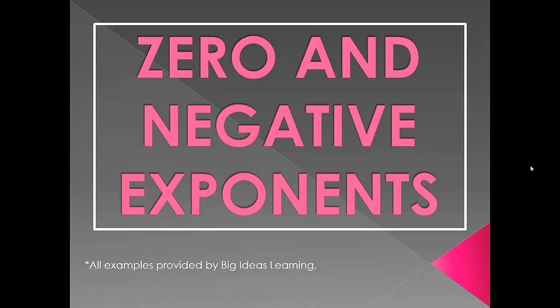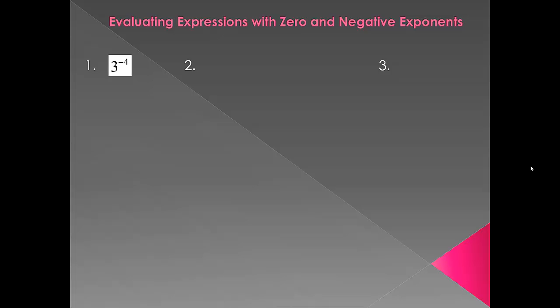Today's lesson is on zero and negative exponents. First, we're going to be evaluating expressions with zero and negative exponents. So for our first problem, we have 3 to the negative 4th power.